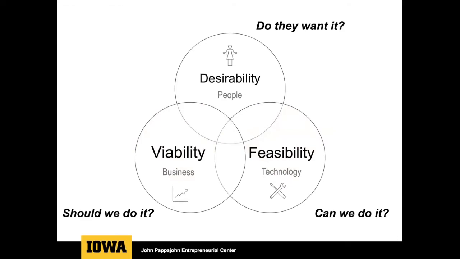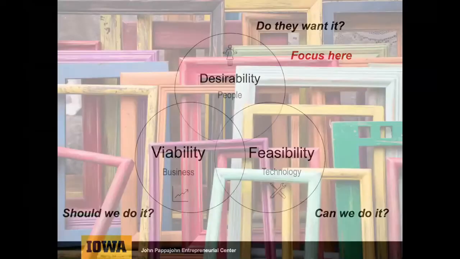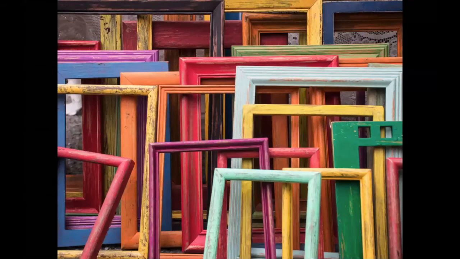This is the cheapest, fastest, most pragmatic way you can start to explore. If there's no desirability, there's no sense in spending money on feasibility and viability. So focus on desirability. Now let's talk briefly about framing.